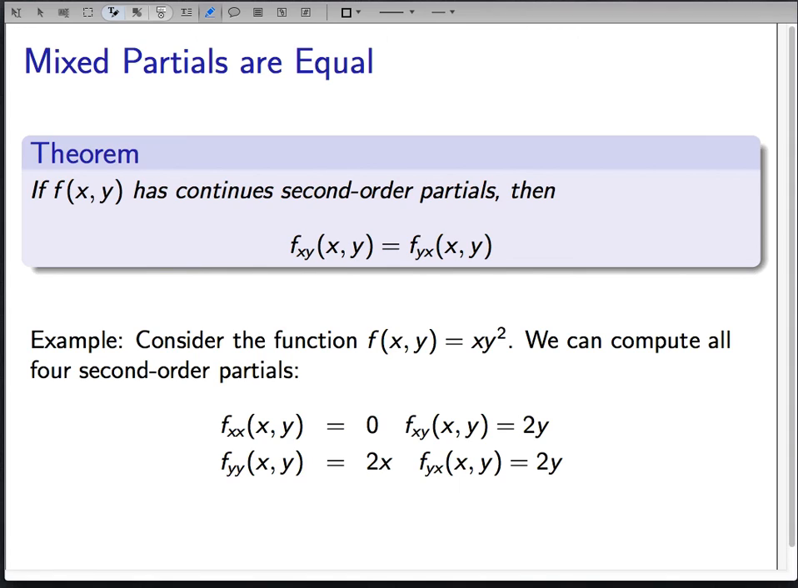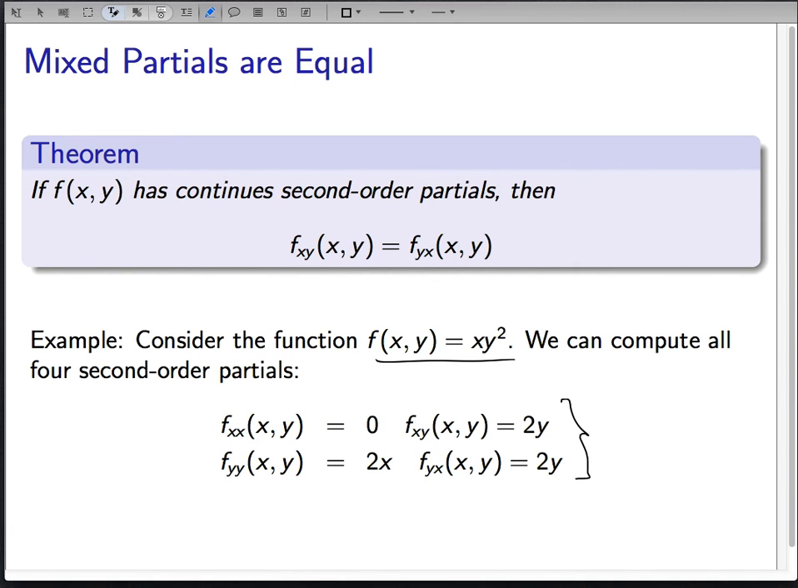So let's just look at an example to convince ourselves. If we look at the function f of xy equals xy squared and compute the second order partials, and I'll let you do that, it turns out that those are equal, and that's going to happen in all the cases. That's a useful thing to know sometimes if you're just trying to check if you've done your work right. If you compute the second order partials and you get different answers, you might have made a mistake.